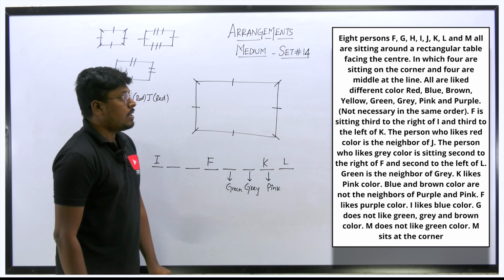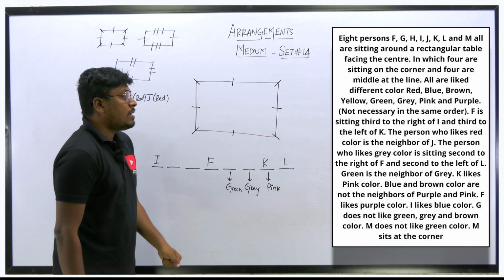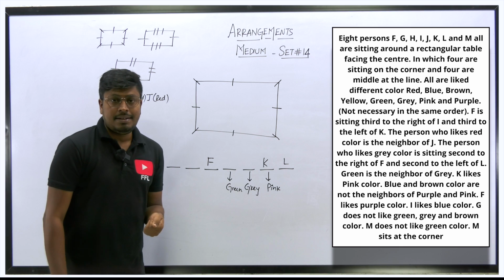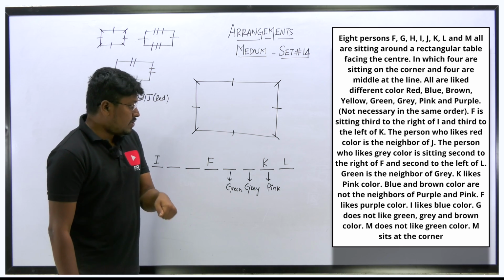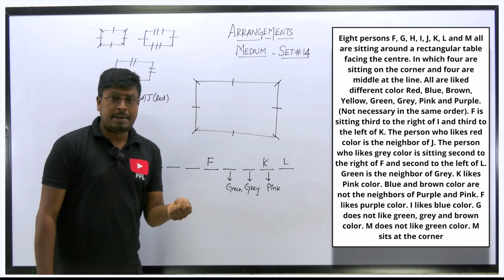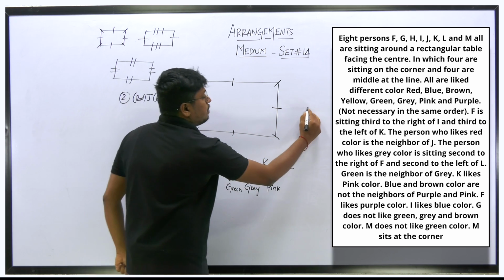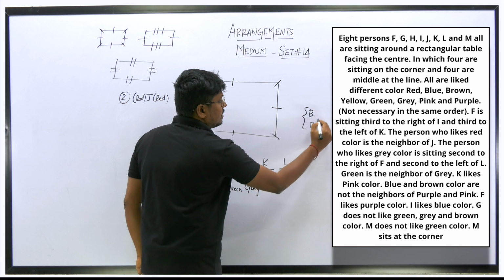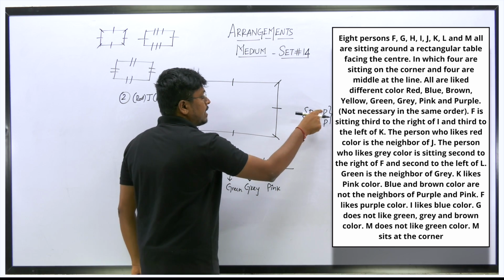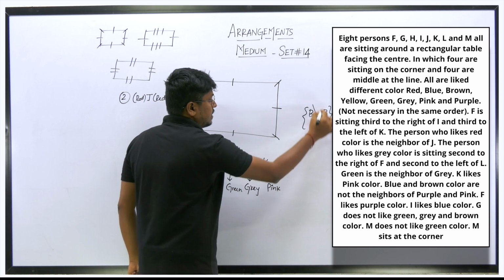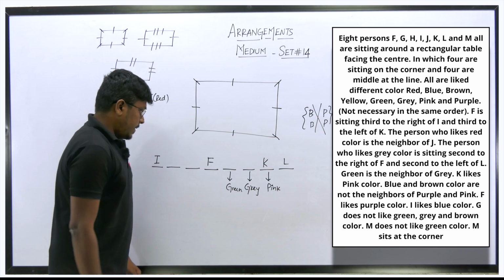Blue and brown colors are not immediate neighbors of purple and pink. So just see here, blue and brown, right? Blue and brown are not immediate neighbors of purple and pink. Yes, blue and brown are not immediate neighbors of purple and pink. Understood or not, right? Okay.